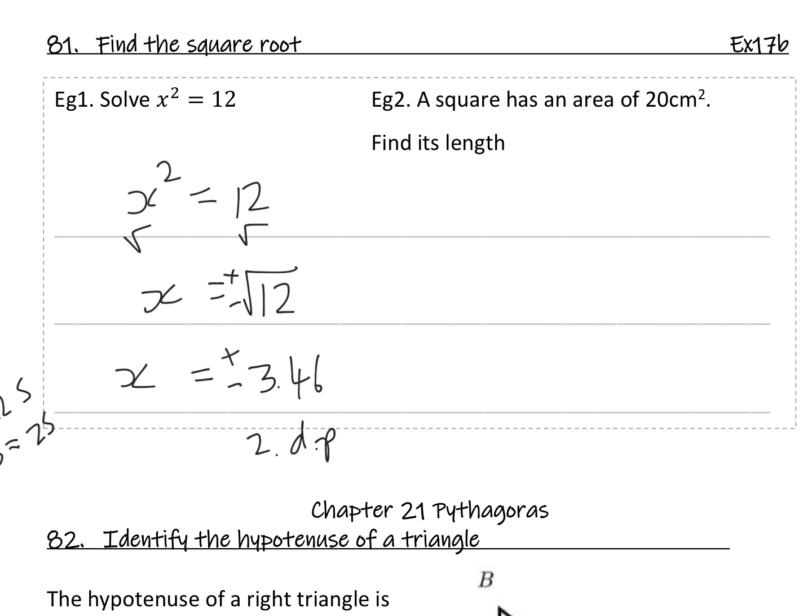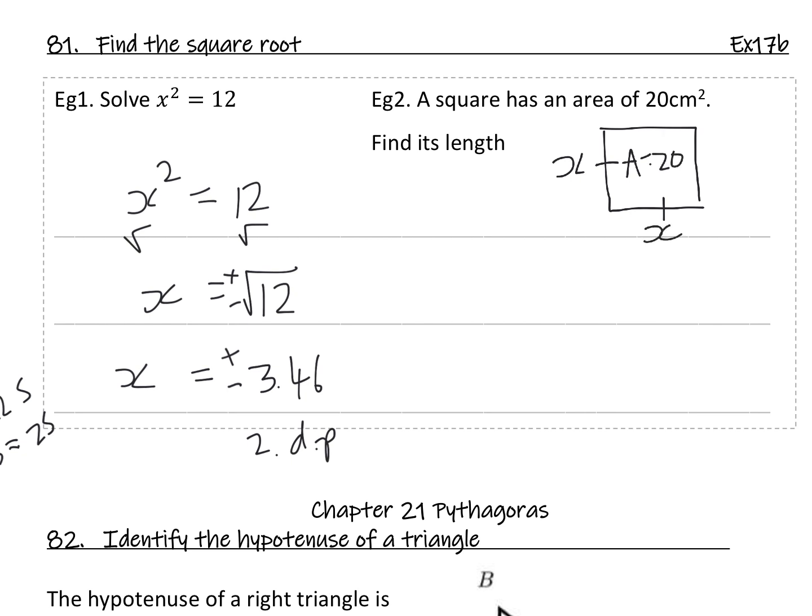Example 2. A square has an area of 20. Find its length. Anything geometry, shape related, draw it out if possible. It's a square, so the sides are the same length. That's called the side length x. The area of that square is 20.